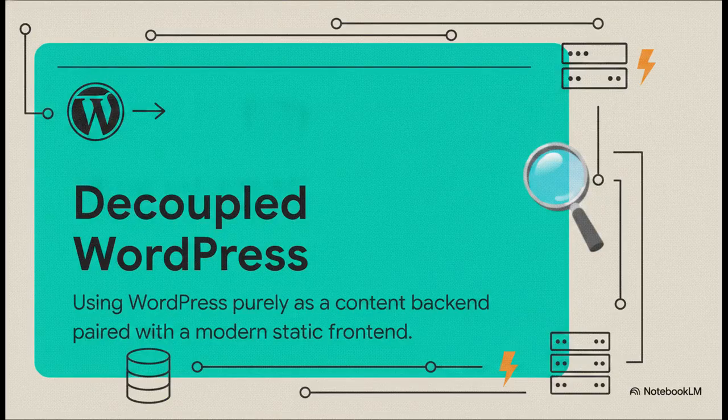Well, that brings us to decoupled WordPress. This is a highly pragmatic, hybrid approach. Writers and marketers get to keep their completely familiar WordPress dashboard to manage all their content, but behind the scenes, developers disable the PHP themes entirely. Instead, they use the WordPress REST API or WP GraphQL to pull that content into a blazing fast, super secure static frontend built on modern frameworks like Next.js or Astro. Basically, you maintain two systems, but you get the exact benefits of both.